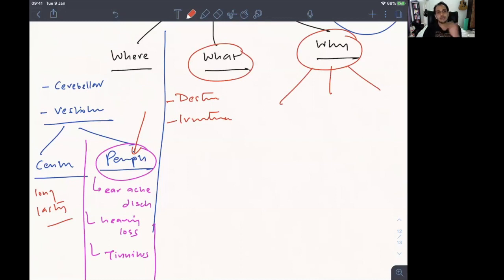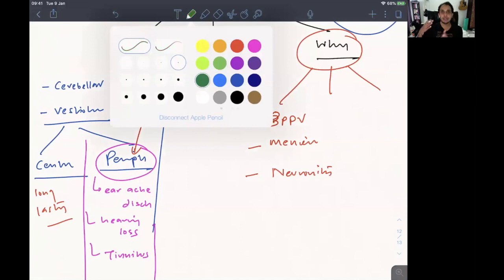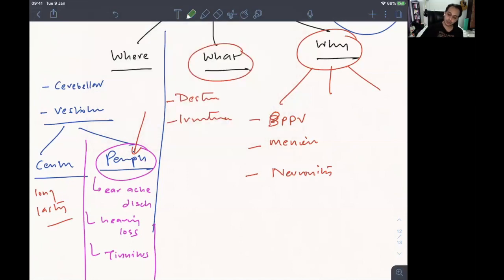And then coming to why, the main causes of vertigo, the main causes of vestibular dysfunction, are BPPV, Meniere, and neuronitis. And there are a couple of vestibular nerve problems. One of them is a schwannoma, so acoustic schwannoma or a CP angle tumor.